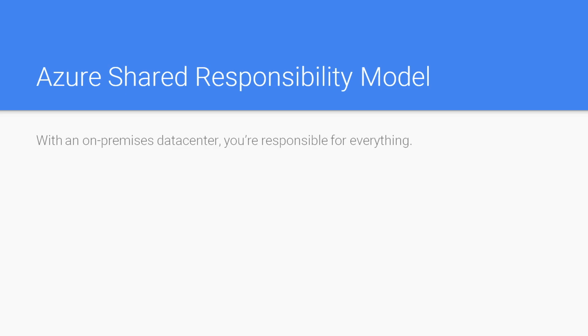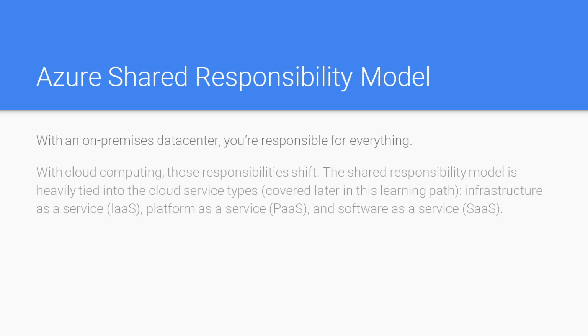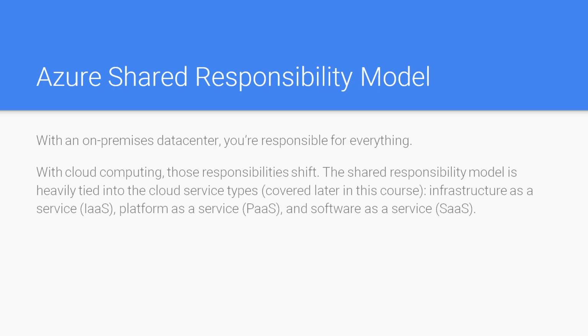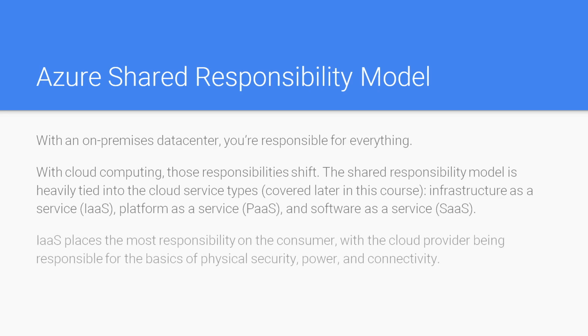With an on-premise data center, you are responsible for everything. With cloud computing, those responsibilities shift. The shared responsibility model is heavily tied into the cloud service types, covered later in this course: infrastructure as a service, IaaS, platform as a service, PaaS, and software as a service, SaaS.